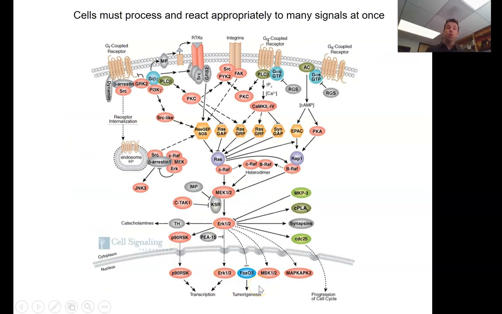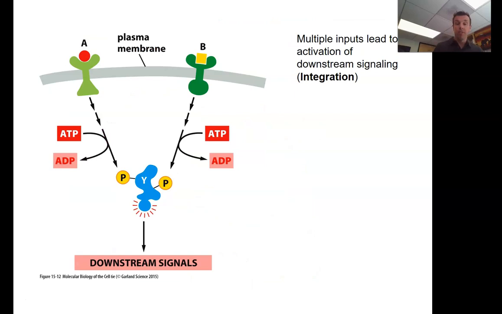But the cell has to understand all the signals at once. And that's difficult because the cell doesn't have a brain. This is all just chemical reactions coming together and causing the right cellular response or the right combination of cellular responses. Right? And we've seen this before. So if we have ligand A, it's going to bind to its receptor and lead to a signaling cascade. If we have ligand B, it's going to bind to its receptor and lead to a signaling cascade. And that might ultimately combine to lead to protein Y being active here.